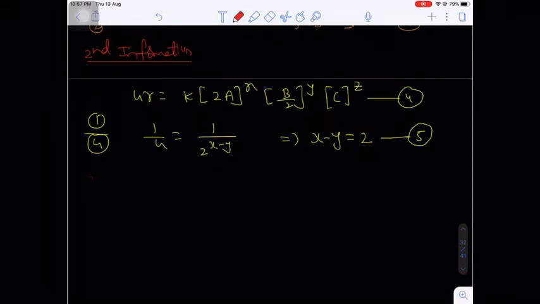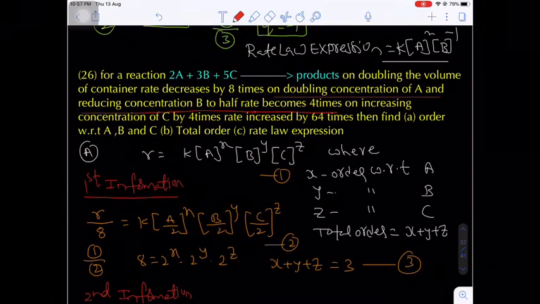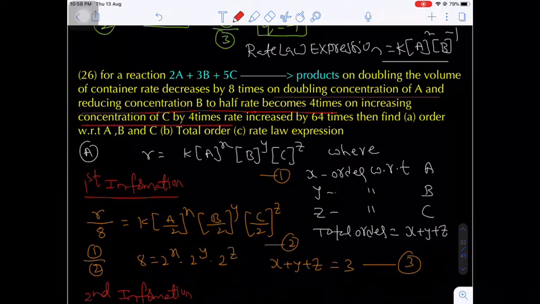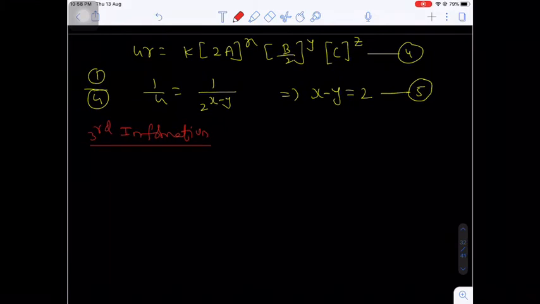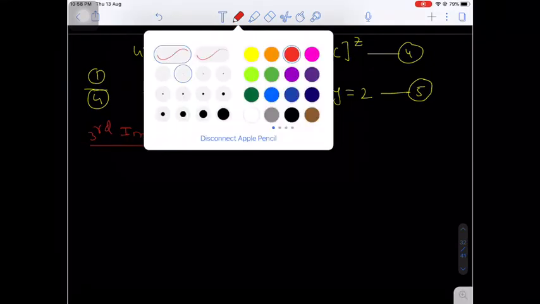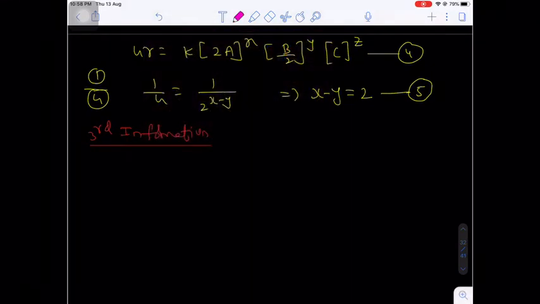Okay, now come to third information given in the question. What is the third information given in the question? According to the third information, on increasing the concentration of C by 4 times, the rate increases by 64 times. That means there will be no comment about the concentration of A and B. That means concentration of A and B kept constant. So what is the concentration of C? That will get 4 times.